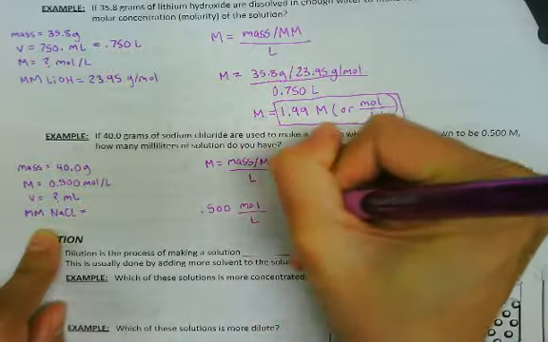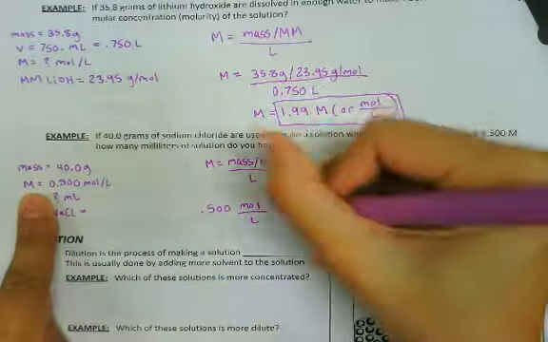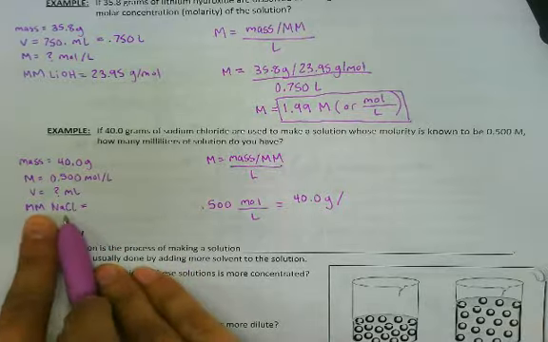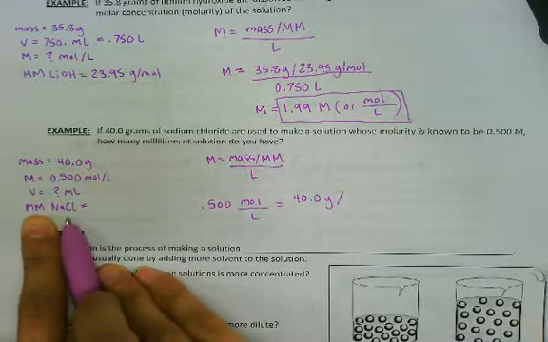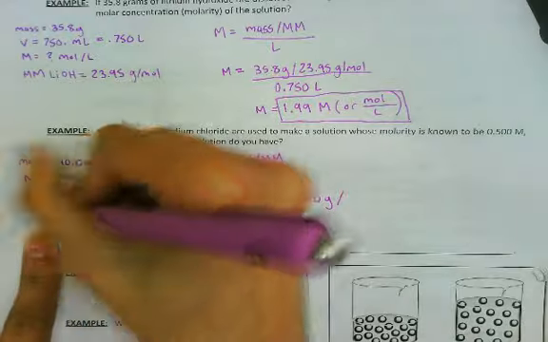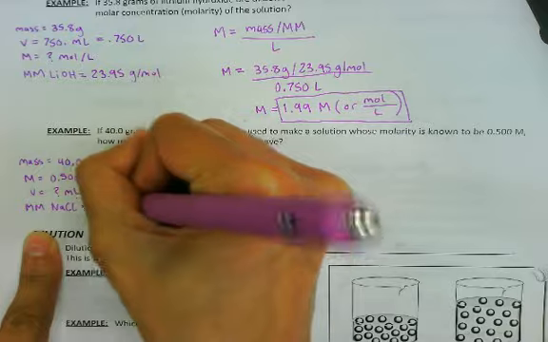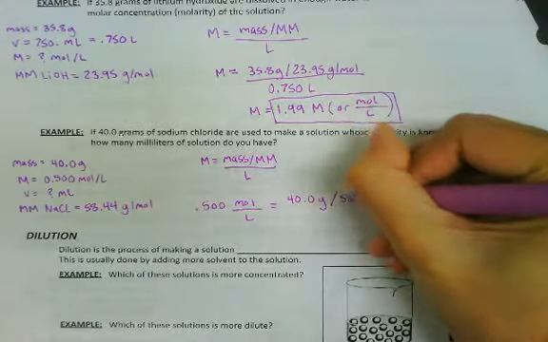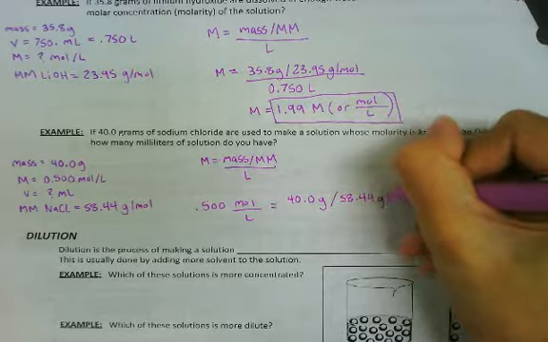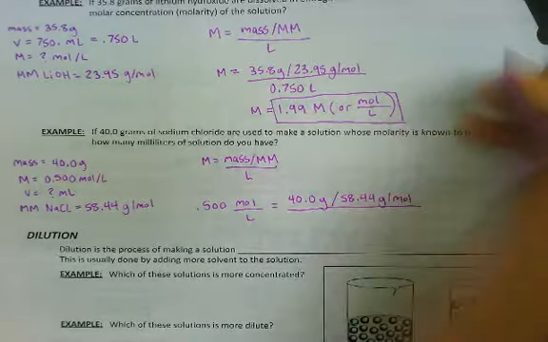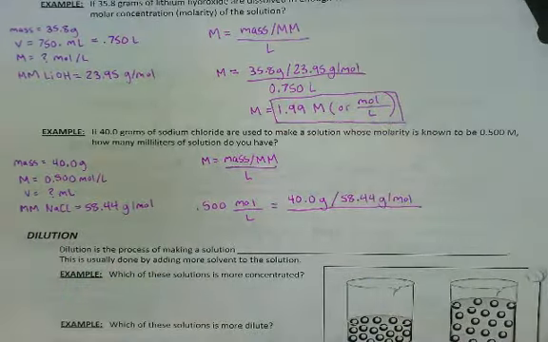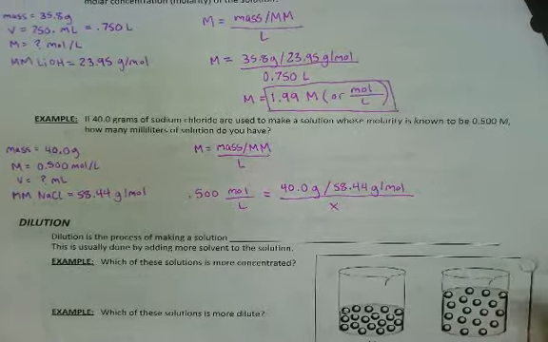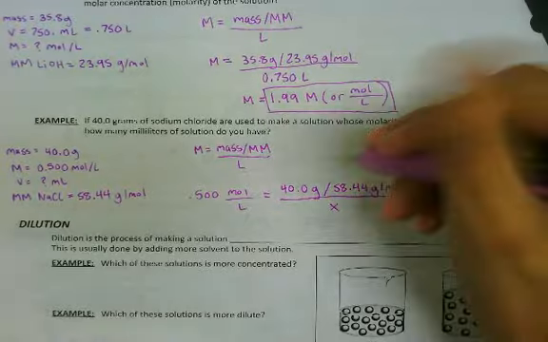The next one, our molarity, we knew this: 0.500 moles per liters. We knew our mass of 40 grams. Can somebody tell me what the molar mass of sodium chloride is going to be? 58.44. Yes. And all over our liters, which we do not actually know, so I'll just put that as X. If you solve for this value, how many liters do y'all get?